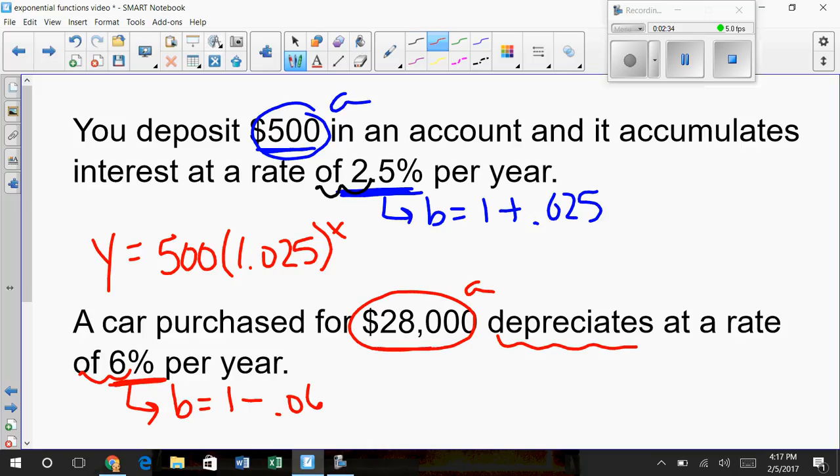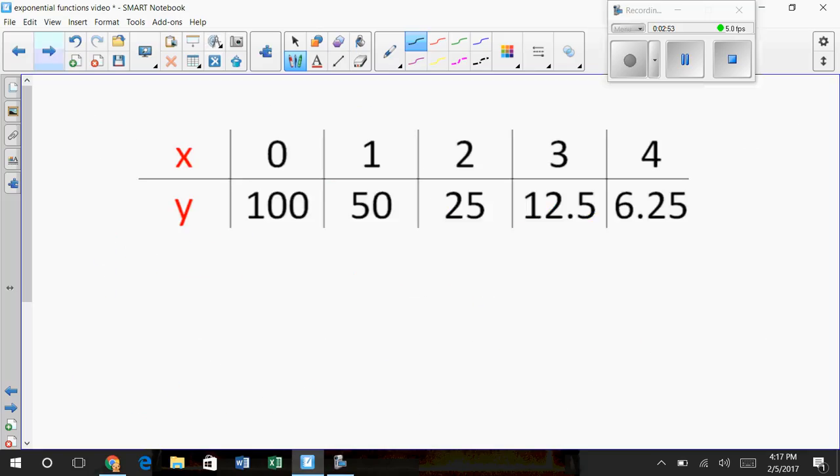So if I write out my function, I get y equals 28,000 times 0.94 to the x. Okay? Okay, so that's writing an exponential function from a description. Now let's take a look at the table of values.